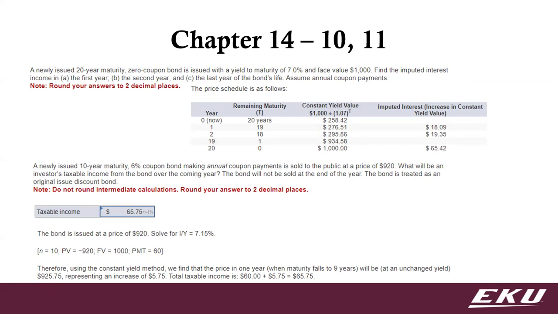And then in problem 11, we're going to be using time value of money again. But once we calculate what that will be, we calculate what the price would be. We see what the increase in price is. And then we would have to pay tax on that increase as well as on the coupon we receive. Right. So that's what that shows.